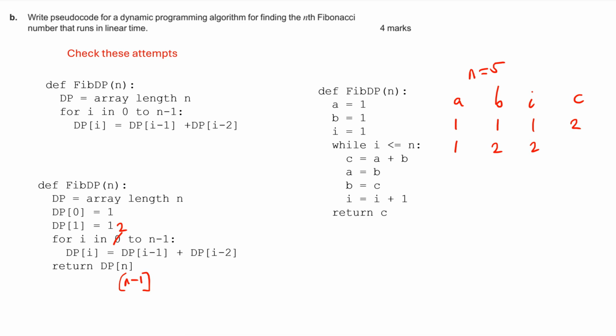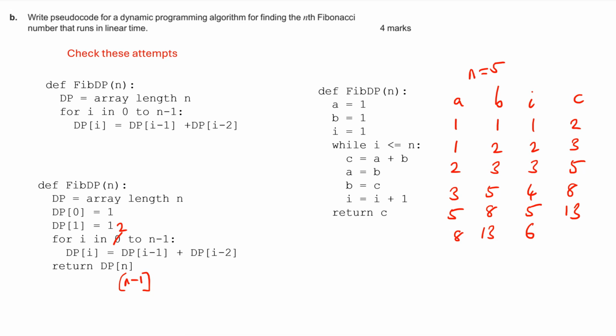C equals A plus B, so that's 3. A equals B, which is 2. B equals C, which is 3. I equals 3, and I is still less. Let's just skip through. Okay, we get to this point and we've finished that last loop where I was less than or equal to 5. Now, in this case, we've returned C, which was 13.